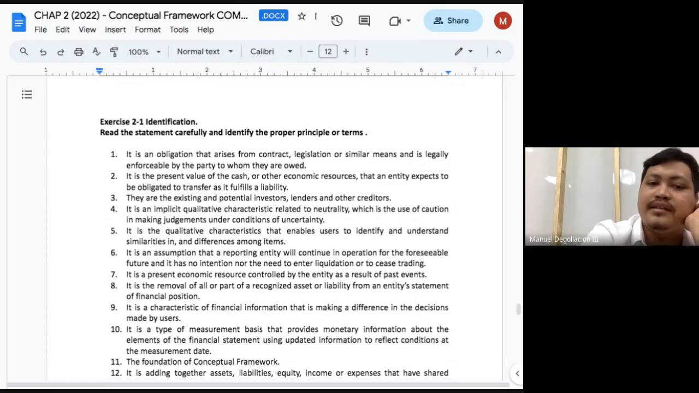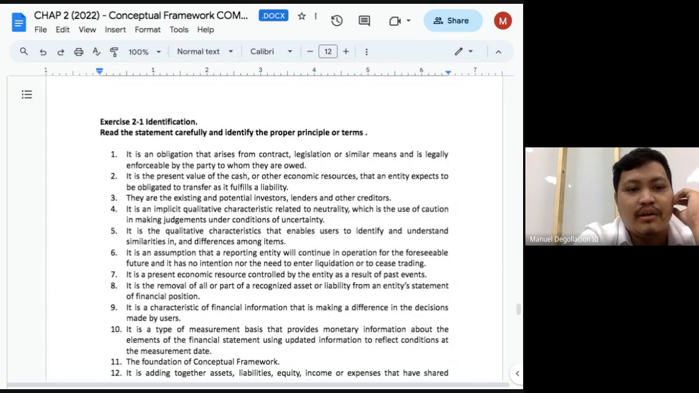Number three, they are the existing and potential investors, lenders, and other creditors. You should know this by heart already, class. Number three is our primary users. Number four, it is an implicit qualitative characteristic related to neutrality, which is the use of caution in making judgments under conditions of uncertainty. Number four is prudence.